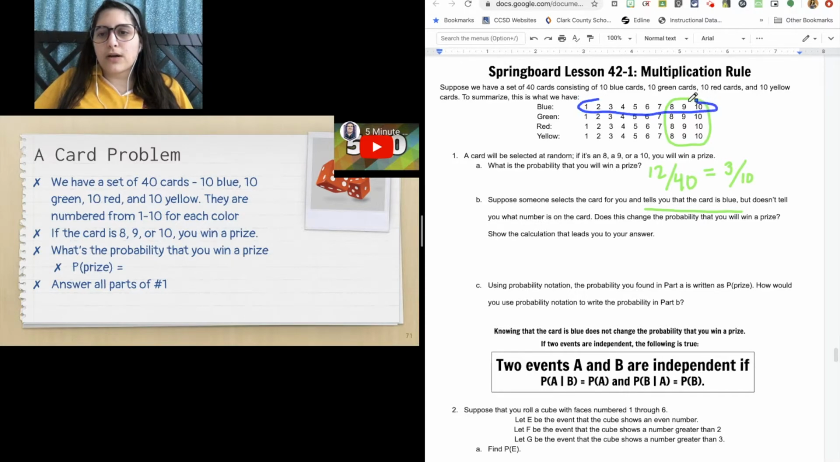These are the only cards that could be drawn. I know that the card is blue, but I still can only win if I draw an 8, a 9, or a 10. So now in my blue category, there are only 3 numbers that will give me a win: an 8, a 9, and a 10. And then there are 10 numbers total, because this is a conditional probability, so there's a restriction here. What I'm hoping that you notice is that these probabilities right here are the same. This probability that we found is the probability that we win given that I already know that the card is blue. That's the answer to this part C.